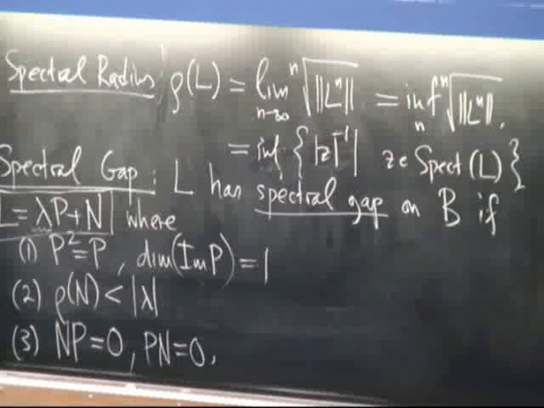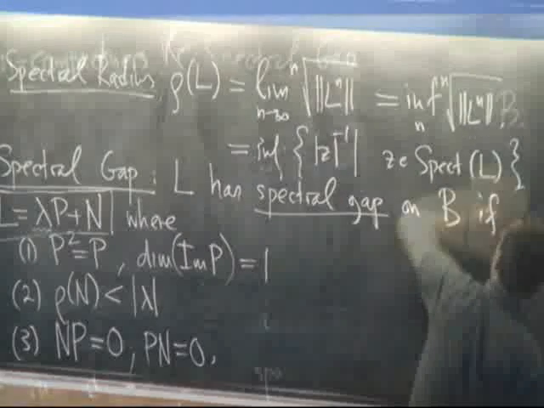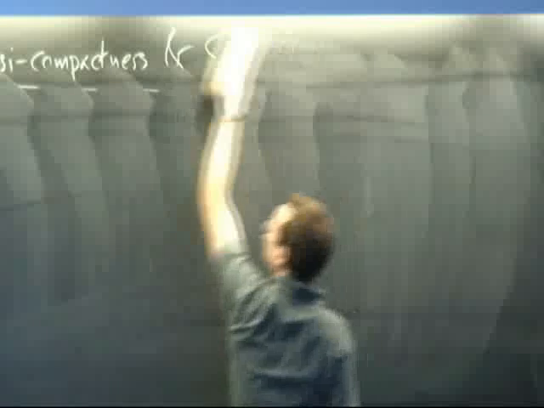Now, why is this relevant to the problem of describing the iterates? This is because of the following observation. So notice, if you take L to the power n, what do you get? You get lambda P plus N to the power n. So this is lambda to the power n, P to the power n. Then you have mixed terms.